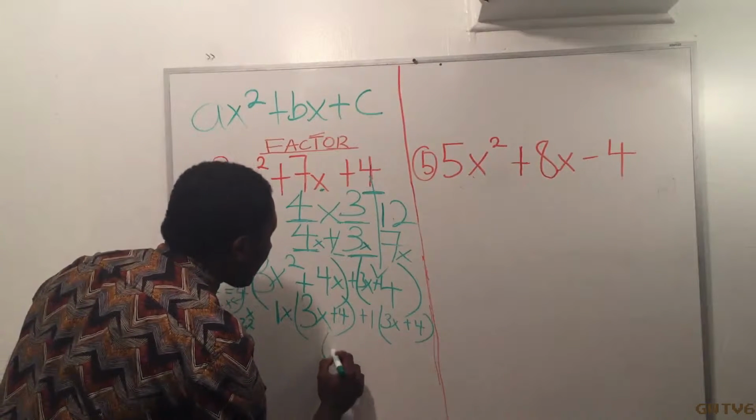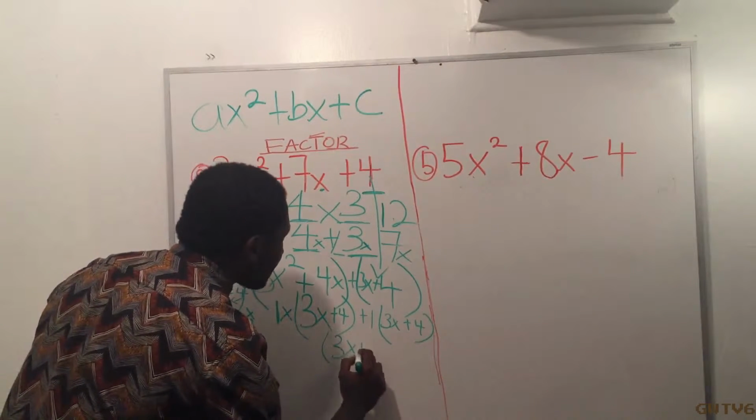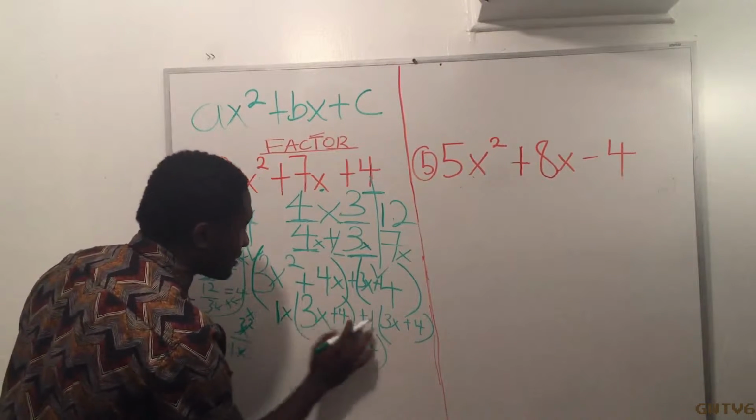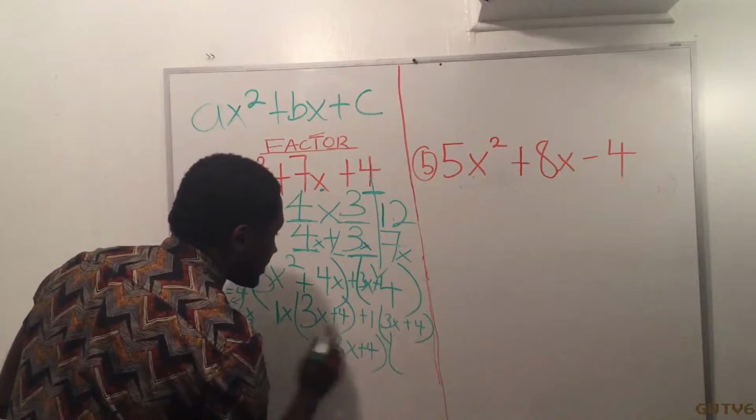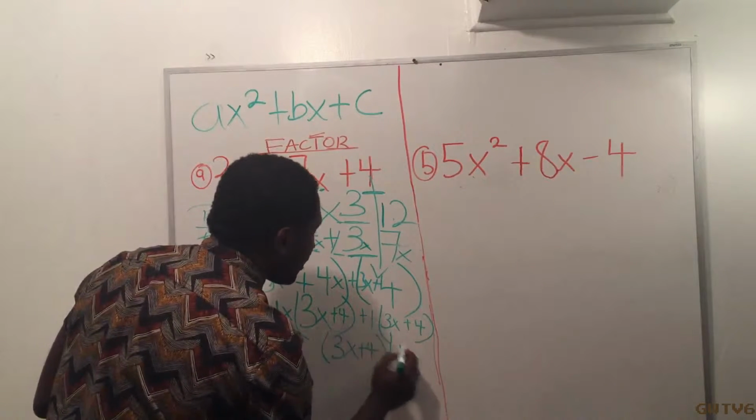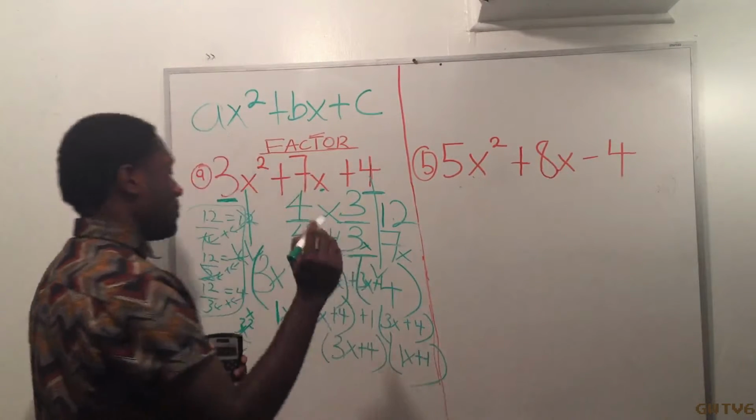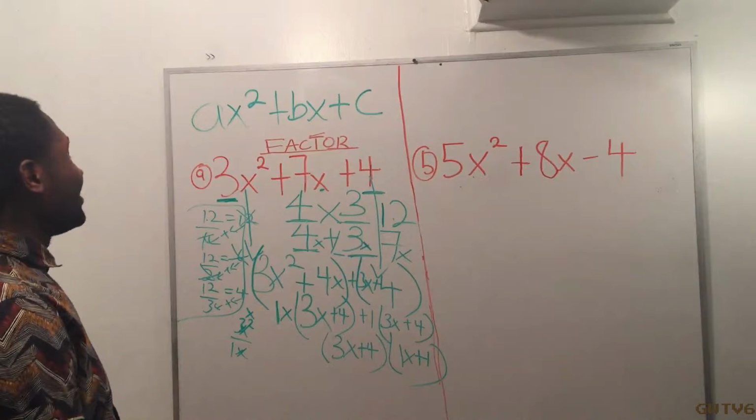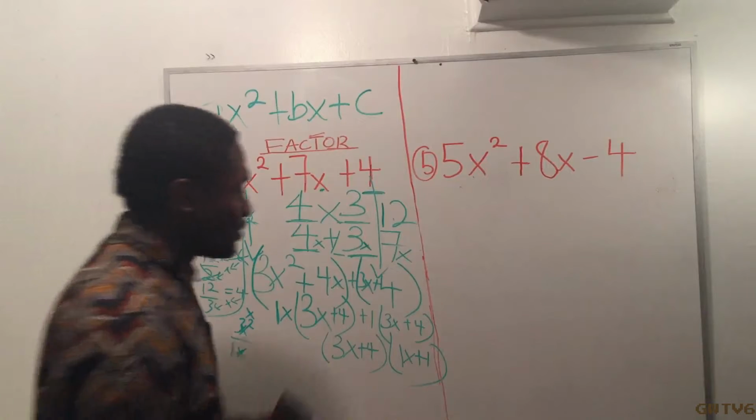So I know I'm gonna copy one of them down. So 3x plus 4. And I copy what I have outside, just like it is. So I have 1x plus 1. And that would just be my answer. That wasn't too bad. Alright, let me do one more right here.